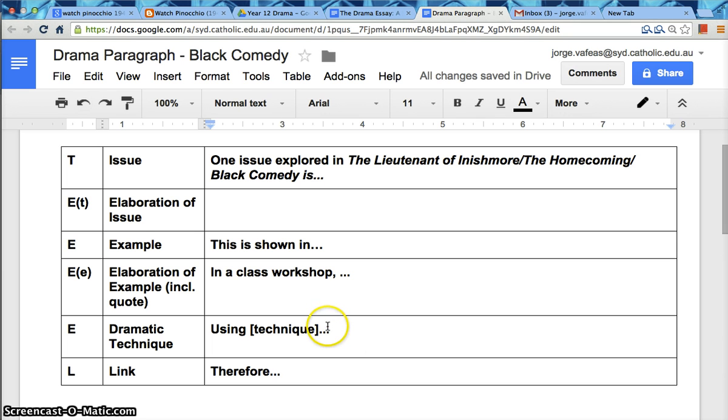In fact, I'm going to add that in there for you so that you've got that. Okay? Then you link all of these things together. Therefore, animal cruelty is explored in Lieutenant of Inishmore through the use of slapstick and characterization. Tie everything up in a really neat package.